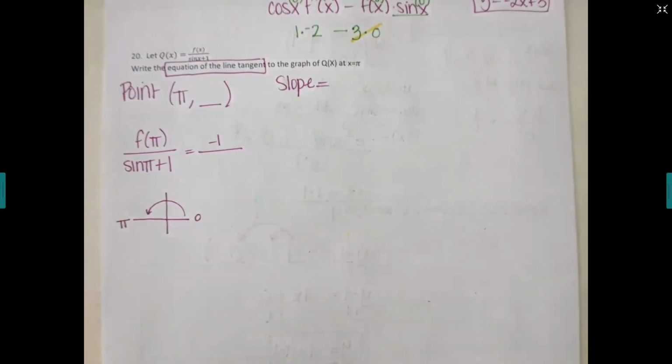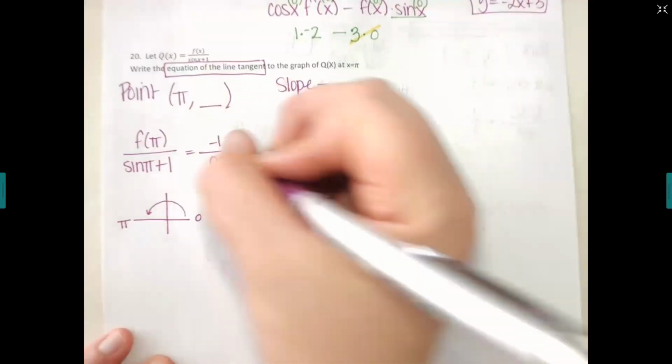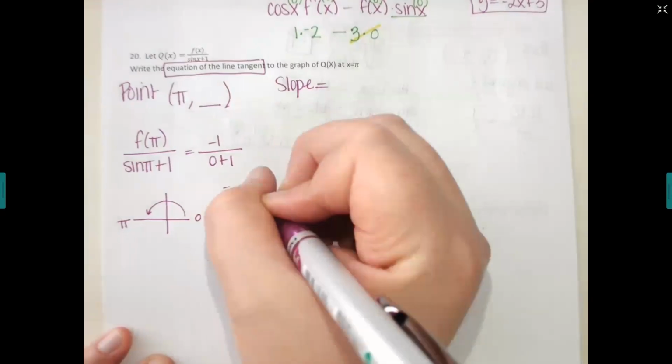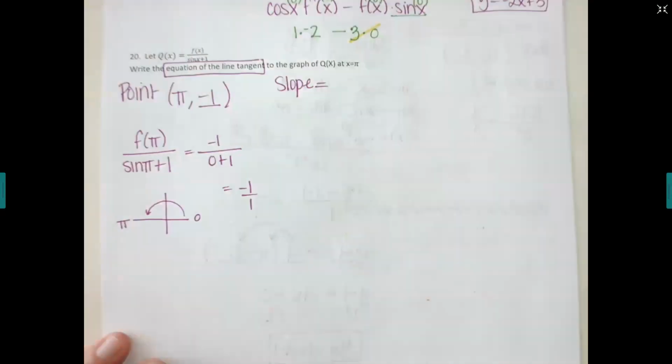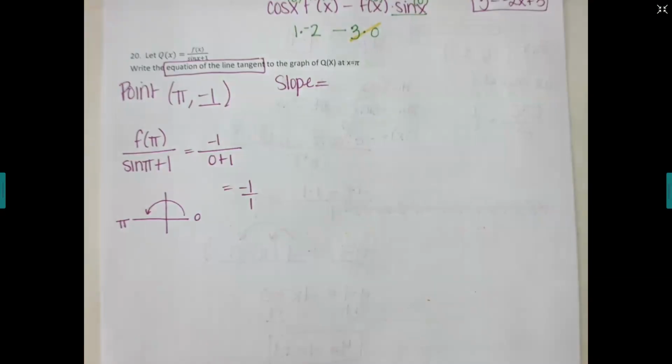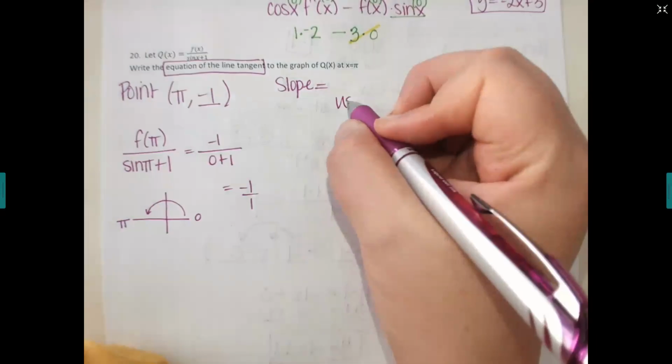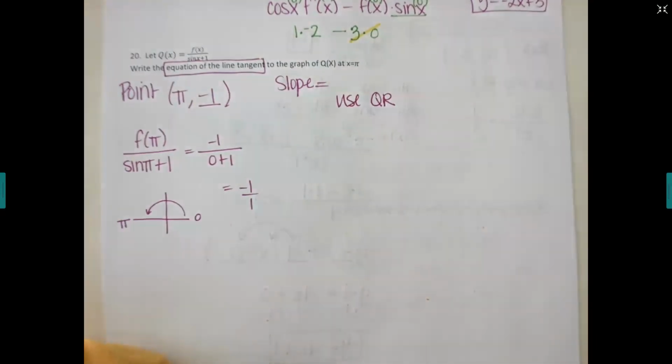Okay, so that's going to be your pinky finger, because remember, if I'm on the x-axis, I want to be here. How many fingers do you have below your pinky? 0. Or if you're doing the unit circle, what would your y value be? 0. So I have a 0 plus 1 across the bottom, which means 0 plus 1 is 1. -1 divided by 1 means your y value is -1. For your slope, what rule do I need? Product rule or quotient rule? Quotient rule is correct. So my u, use QR for quotient rule.